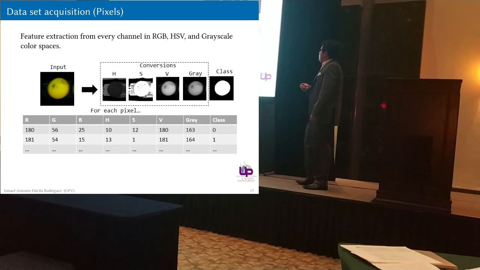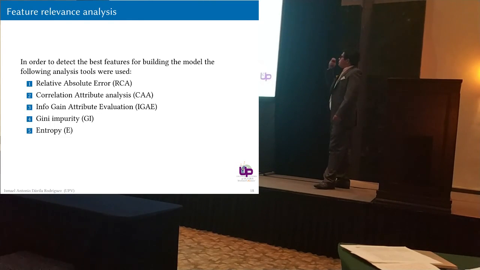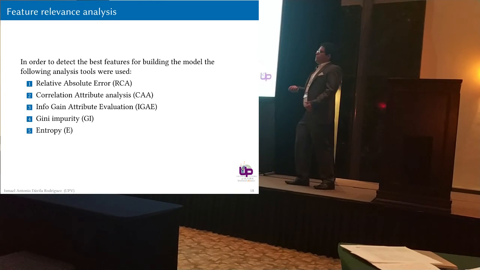So if you see, we only have two classes: a non-segmented pixel and a segmented pixel. So if you wrap all of them in a matrix, you will get a data set of pixels. Then a feature relevance analysis to check the best channels. And you see, we use these tools.